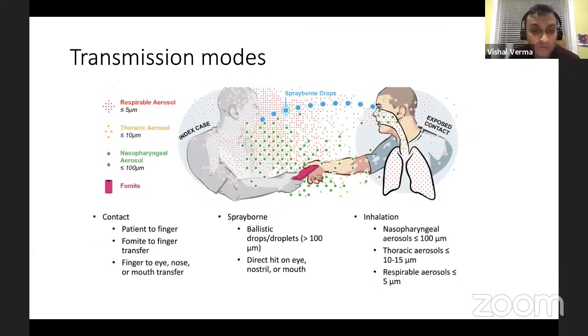The other mode is spray borne, which is basically when someone sneezes or coughs, and these big droplets, the particles above 100 micrometer, are directly inhaled by the other person. So they are directly hitting. Remember, this is airborne, but this is direct hitting. It's not aerosol because the particles are above 100 micrometer.